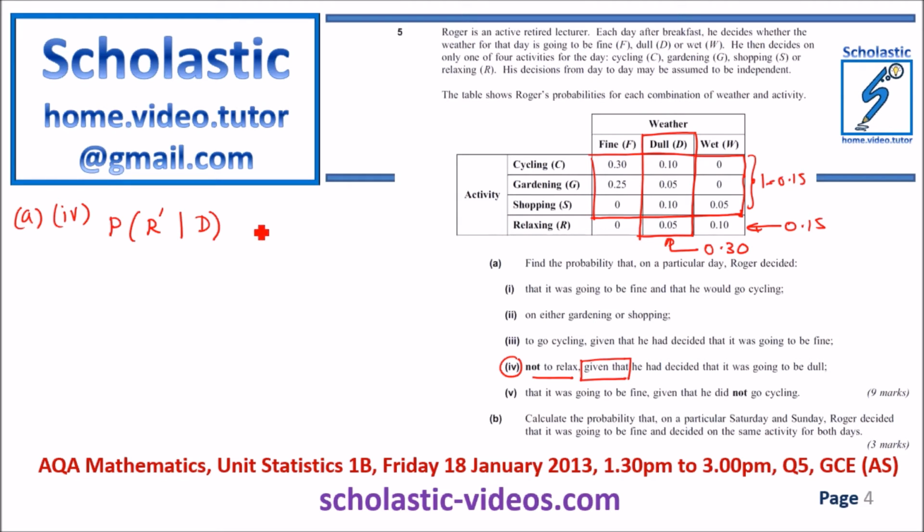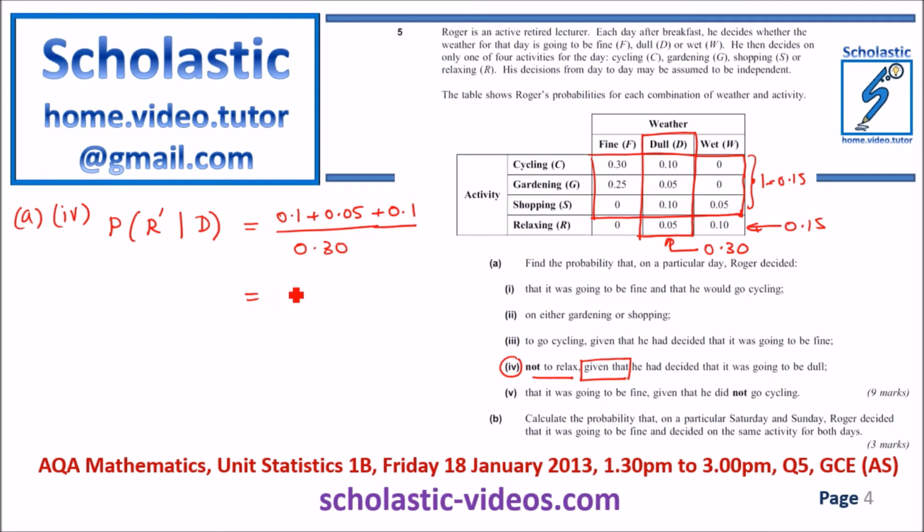So we are on the dull day, 0.30, but not relaxing. Please note that we are only considering what is inside this dull day. So not relaxing is here, and relaxing will not be considered. Not relaxing is 0.1 plus 0.05 plus 0.1. That is the probability of not relaxing given a dull day.